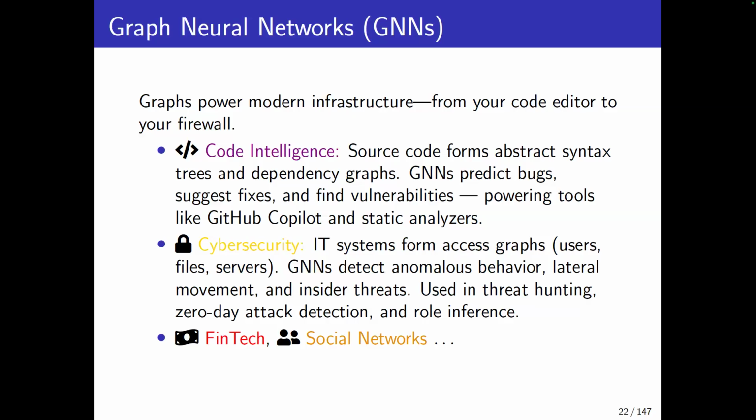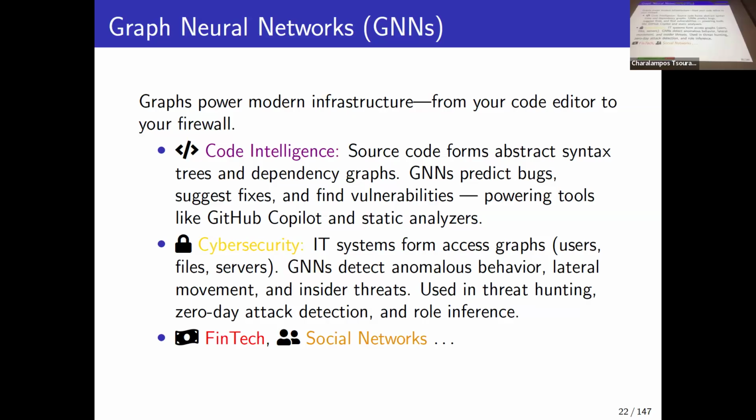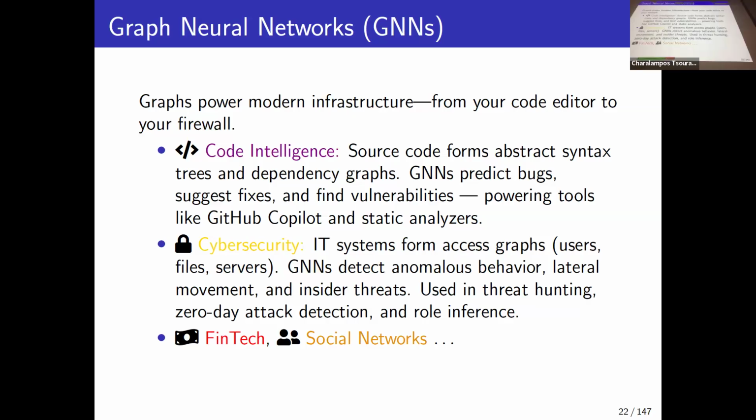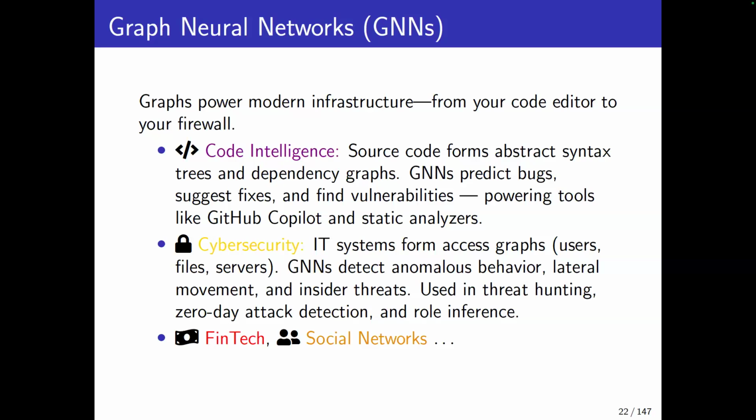Graph neural nets are being used in this context: cybersecurity, especially for anomalous behavior and zero-day attack detection. They have many success cases. In financial tech, in social networks, they're all over.